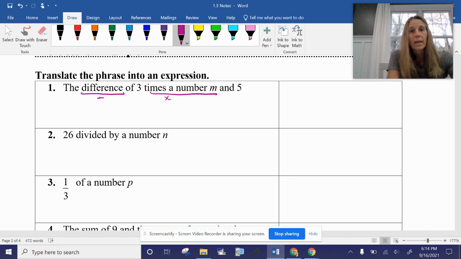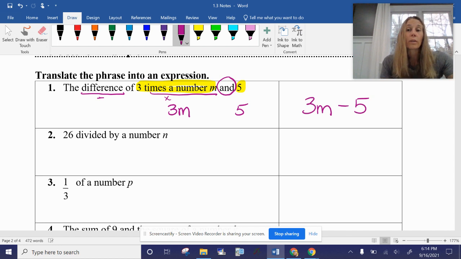So we know there's some multiplication. So the difference of 3 times a number m and 5. So these are the two things we're finding the difference of. And because they came in this order, the 3 times the number m came first, the 5 came second, that's the order that I would subtract them in.